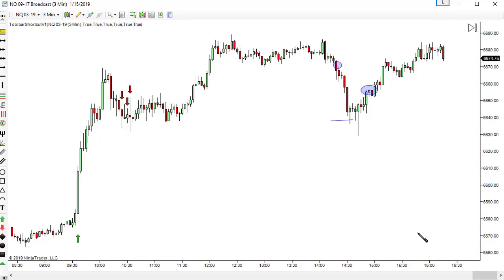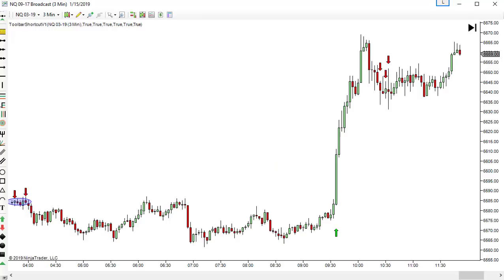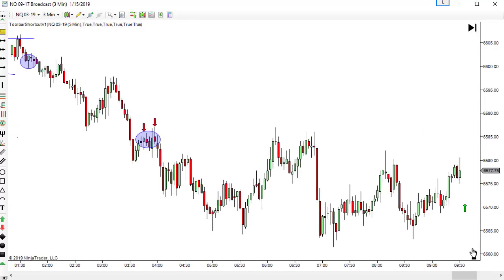Okay. Now, we're going to get on to the power play. The power play. We had a power play today, a beautiful power play right here in the NQ. Now, the power play in the NQ was at 65.9175. So when this trade was over here, we were right here.